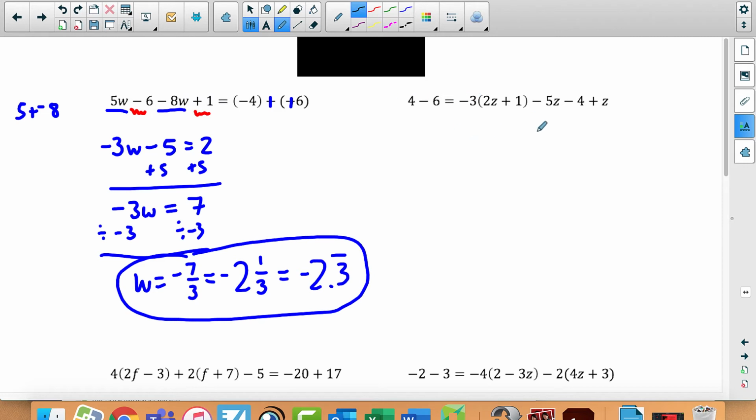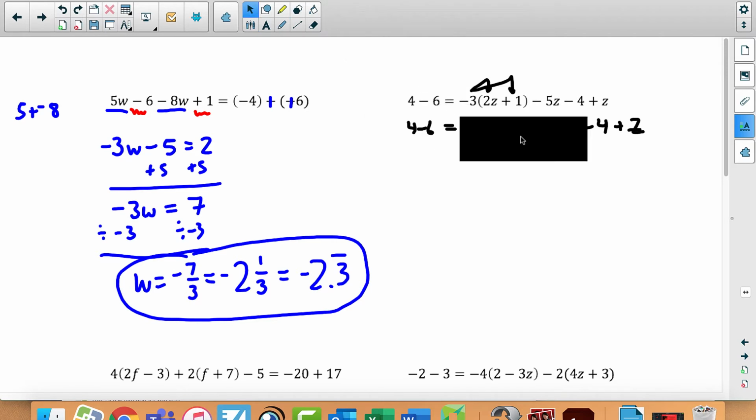Next one, any distributive property here? Yes, right here is some distributive property. So let's do that first. I know you could simplify this part right now, but I'll just go like this. Negative 3 times 2z. Well, negative 3 times 2 is negative 6, and there's still the z. And then negative 3 times positive 1 is negative 3, and we still have minus 5z, minus 4, and plus z.